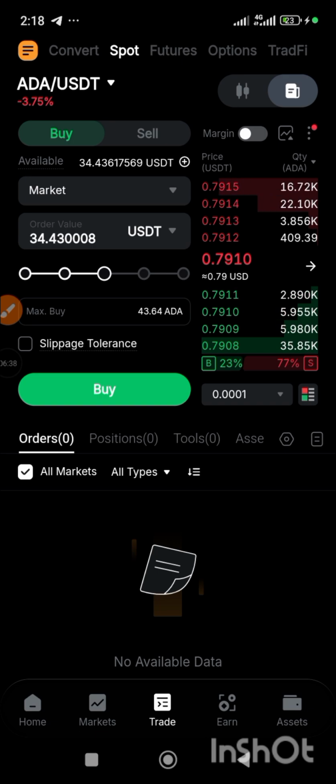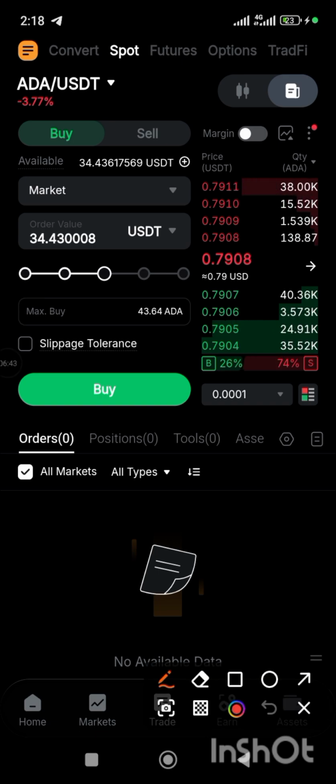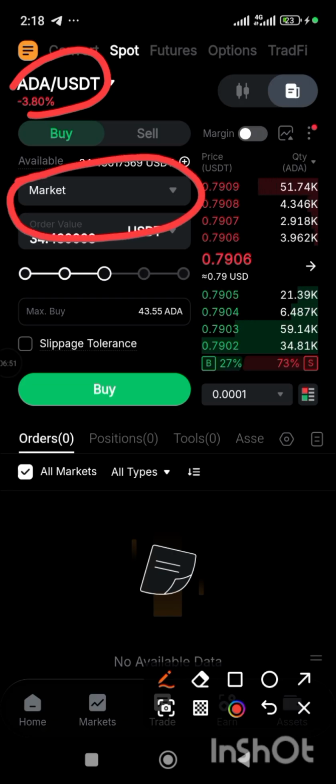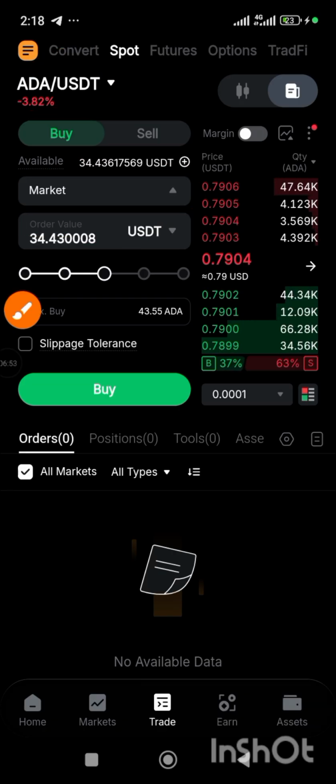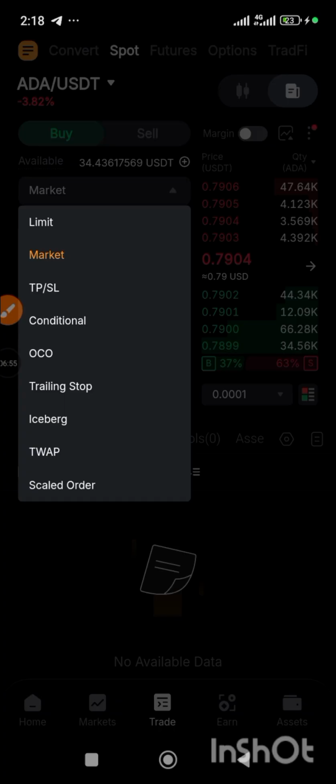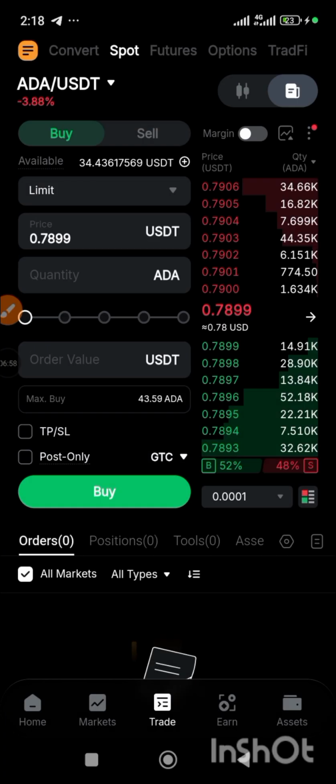So now I want to buy for limit price. How do I achieve that? It's still the same process. I'm going to get my ADA coin the same way I got for this one, but when I come down to this market space here, I'm going to change it to limit. All right, let me do that quickly. I'll click on the arrow and select limit.